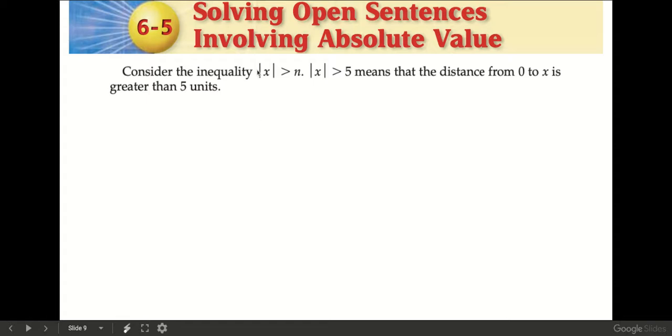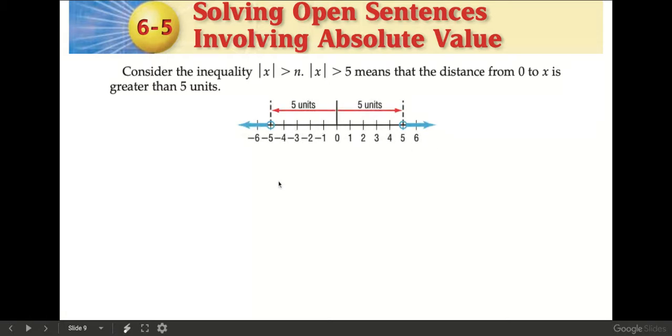So consider the inequality, the absolute value of x is greater than n. The absolute value of x having to be greater than 5 means that the distance from 0 to x is greater than 5 units. On a number line, the numbers that are less than -5 and the values that are greater than +5 will all have a distance from 0 greater than 5. So if x is less than -5 or x is greater than 5, the solution is x less than -5 or x greater than +5.